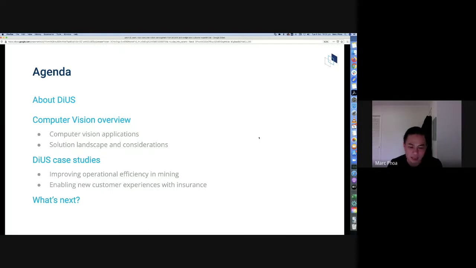They'll present two case studies, one in mining and the other in consumer insurance, that will touch on some of those challenges and how we overcame them. And then they'll share where they see computer vision going next.